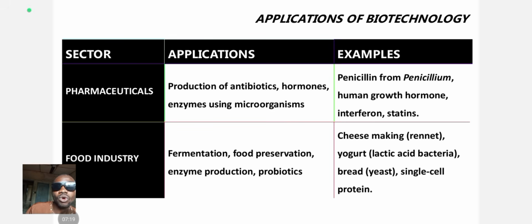The microorganisms you have in the gut, the microbiome, help you digest food and maintain a healthy gut. They maintain the integrity and the functionality of the gut. So taking a probiotic is like ingesting these microorganisms to help you maintain the integrity of your gut microbiome. And the examples include cheese making, rennet, and yogurt, which uses lactic acid bacteria.